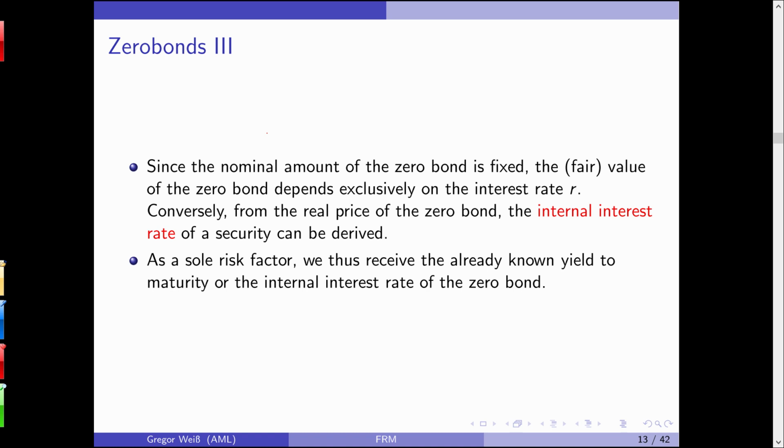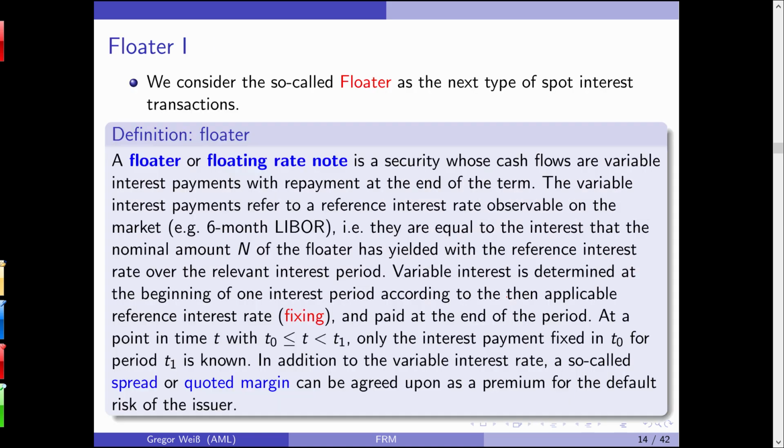Okay, now the fair value of the Zerobond depends exclusively on the interest rate R. Conversely, from the real price of the Zerobond, you can calculate the internal rate of return, the internal interest rate, and as a sole risk factor, we thus have the yield to maturity or the internal rate of return of the Zerobond. Pardon these slightly off translations. It's the internal rate of return of the Zerobond. Okay, Zerobond. You probably knew what a Zerobond is, but let's see how you do with a floater.